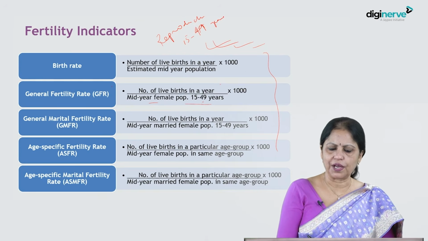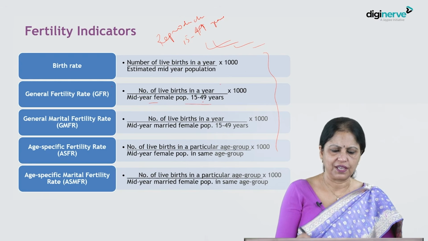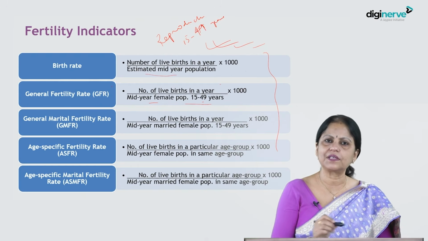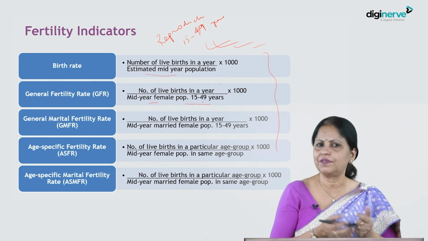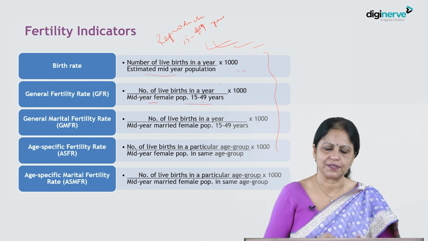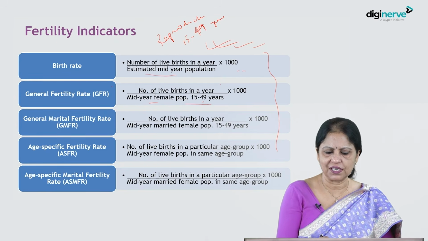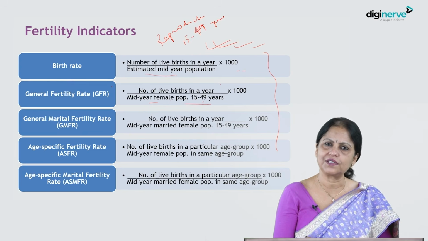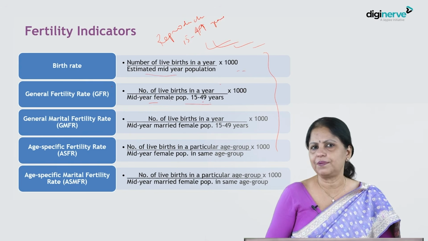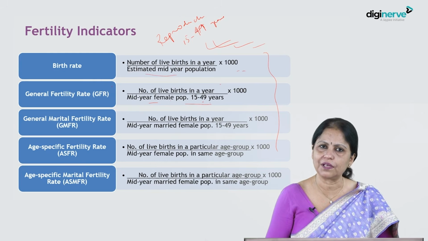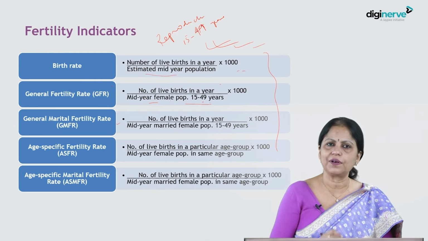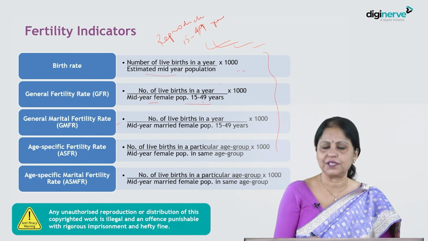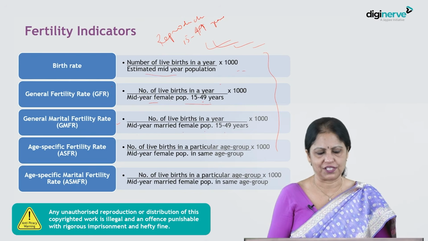So that means in the reproductive female population, this adjustment has been made because in the estimated mid-year population, not everybody is giving birth. The entire population, every individual is not giving birth. So this is a crude estimate. So what we take is general fertility rate, that is mid-year female population who are capable of giving birth. That means female population in reproductive age group. But there again, everybody is not giving birth because only the married women are giving birth. So we change it to general marital fertility rate. So here you note the numerator is the same. The denominator becomes mid-year married female population 15 to 49 years.